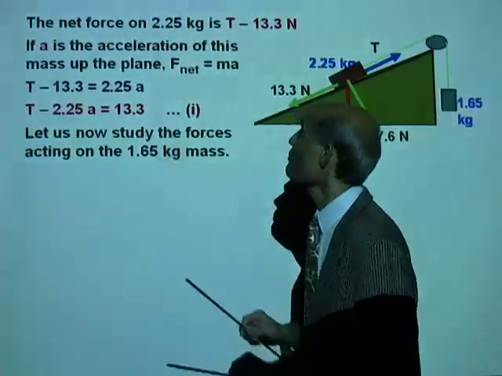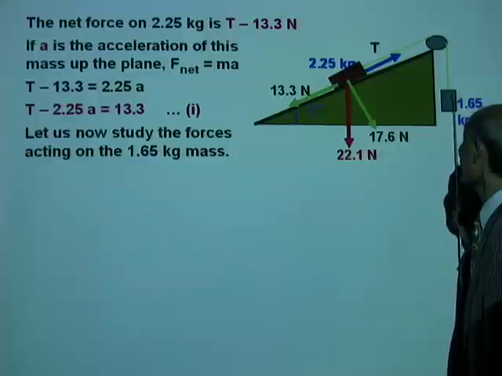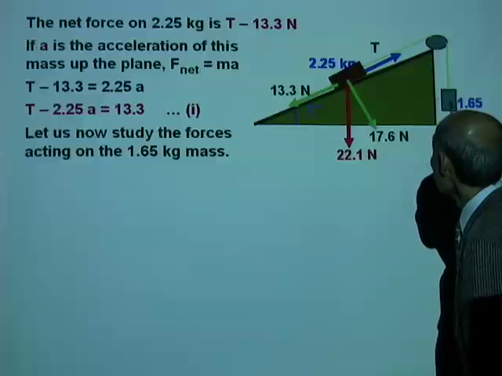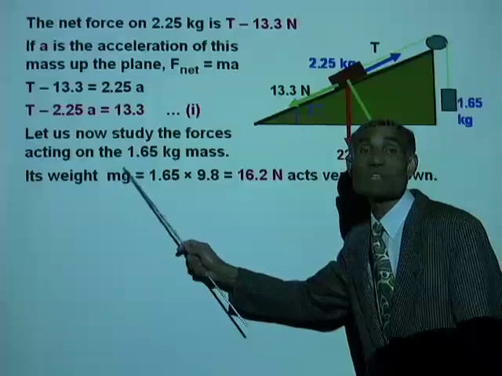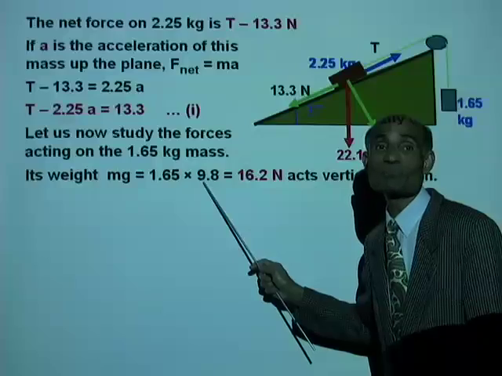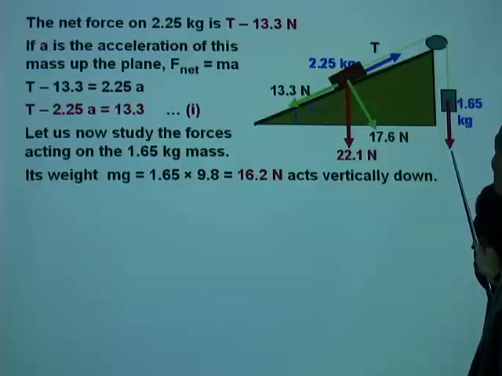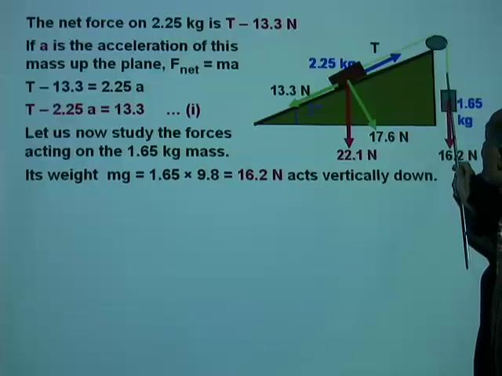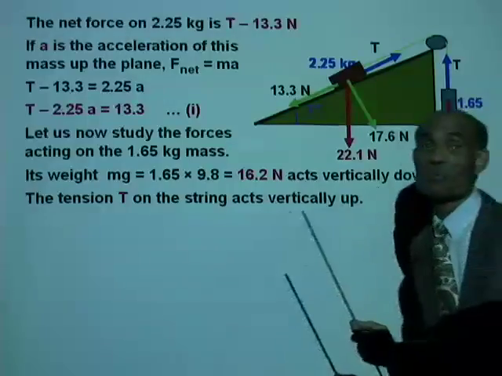Now, let's study the forces acting on the 1.65 kilogram mass. Tell me, what are the forces on this mass? Well, there are two forces on it. Its weight is acting vertically down. What is that weight? Weight mg is 1.65 kilogram times 9.8 meter per second squared. That is 16.2 Newton acting vertically down. What is the other force? The other force is the tension T, acting up.